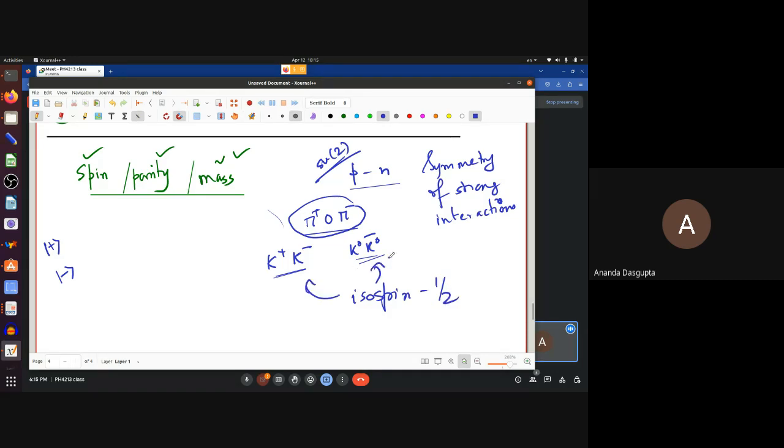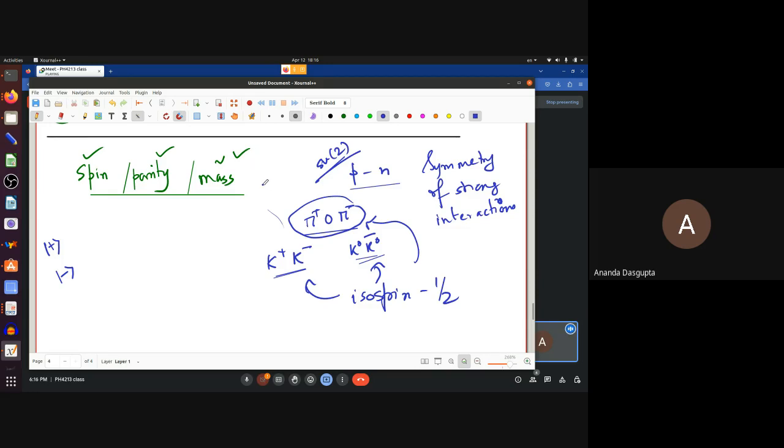This would be another isospin half pair. That is, the isospin operation will change K0 to K0 bar, and vice versa. The isospin operation will change K plus to K minus, and vice versa. The isospin operation again will change pi plus first to pi 0, and another lowering will change it to pi minus.